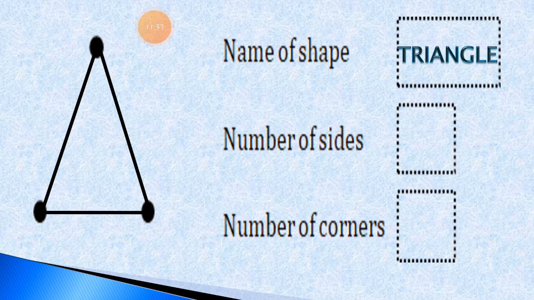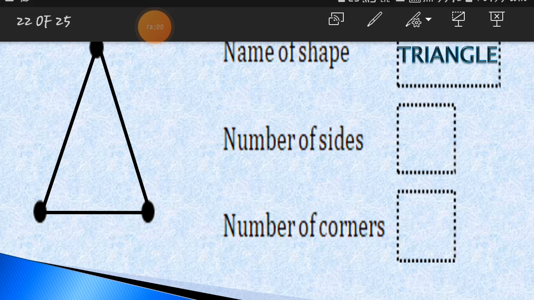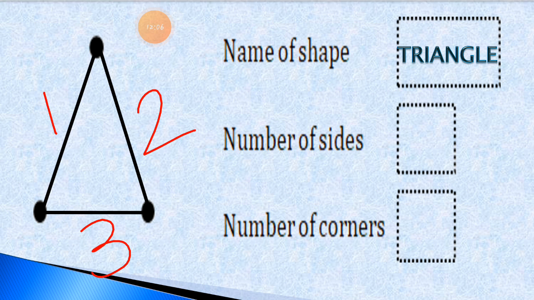So just try to find out how many sides the triangle has. Try to find out by yourself. I will give the answer, but just try to find your own answer. Then I will solve the question also. See this. Here is side number 1, side number 2, and here is side number 3. How many sides does this triangle have? So this triangle has 3 sides.